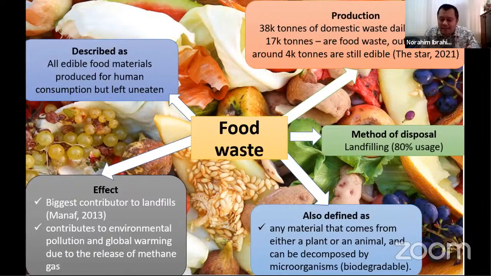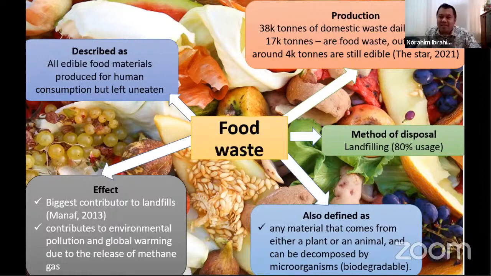What is the normal way of disposing food waste? Macam mana cara kita buang? Tentulah kita buang dekat tempat pelepasan sampah. They end up in landfills. So 80% of the landfill is filled up with makanan, sisa makanan.